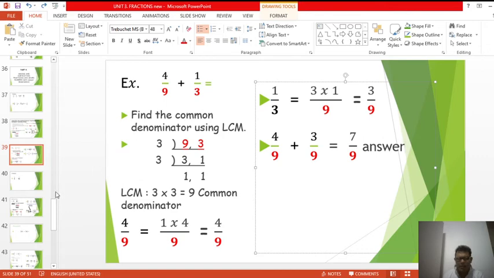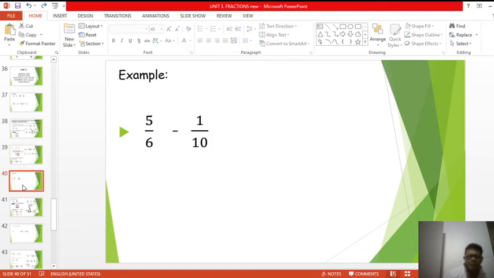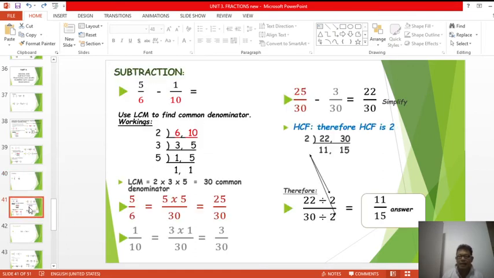Okay, let's have this problem here now. Look at this. We have 5 over 6 minus 1 over 10. So 5 over 6 minus 1 over 10, again, they have different denominators. Right? So, find the LCM of the denominators here.